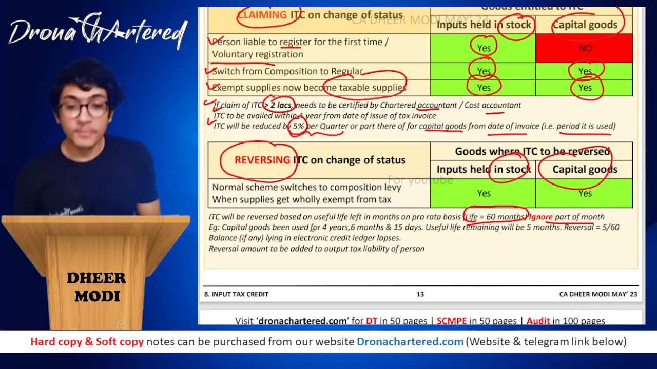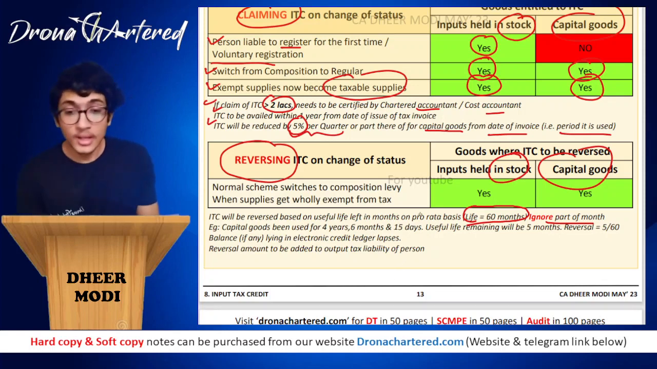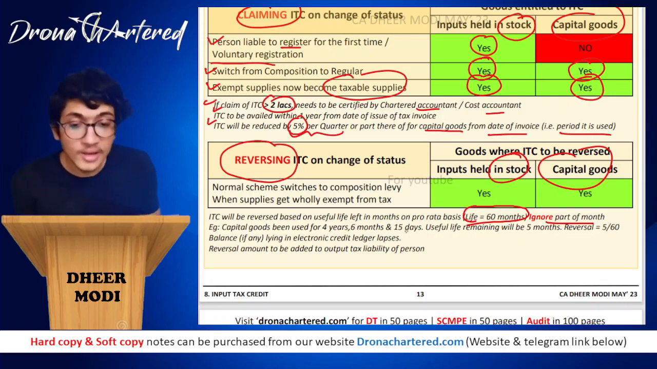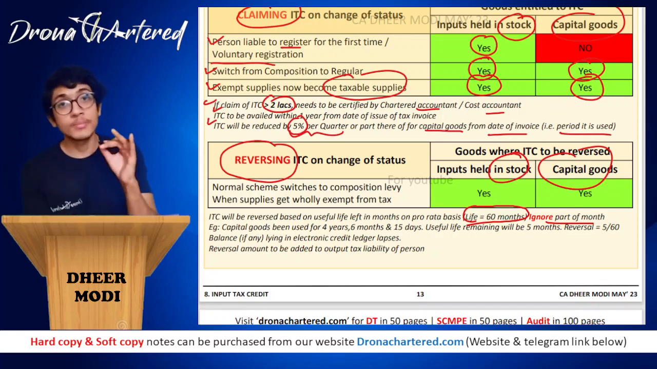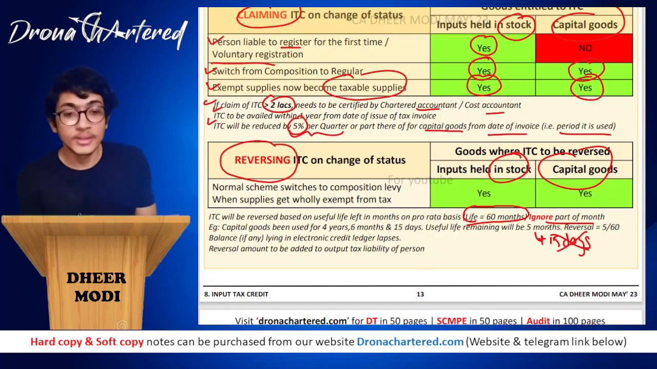Okay. So for example, your capital good had been used for 4 years, 6 months and 15 days. Correct? So now your useful life remaining is 5 months. You have to ignore the 15 days. Useful life remaining is only 5 months. This 6 months, 15 days is basically rounded off to 7 months. Why are they saying ignore part of month? Because this is actually 5 months plus 15 days. So they are asking you to ignore this. So they are saying that, boss, only useful life of 5 months is left.